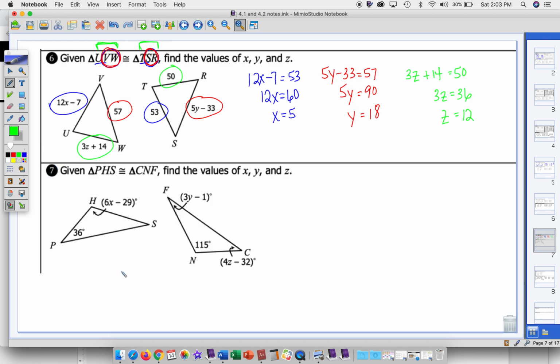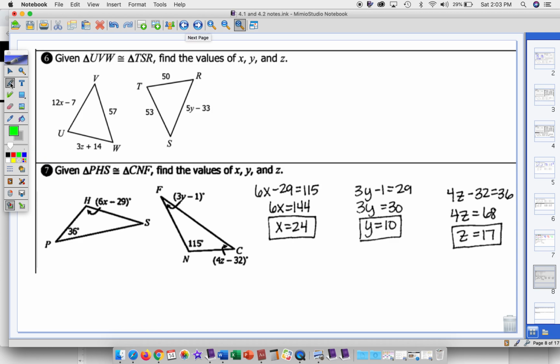So go ahead and try number 7. And when you're done, come back and we'll compare solutions. Okay, go ahead and check your answers. And again, if you have any questions, make sure you ask in class.